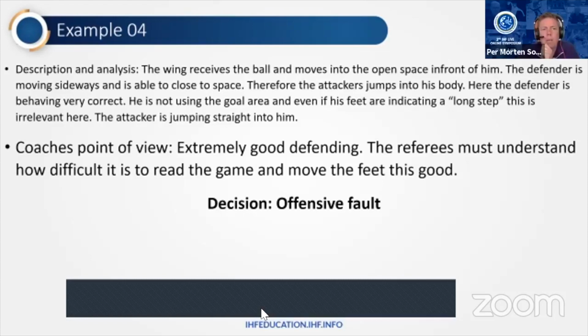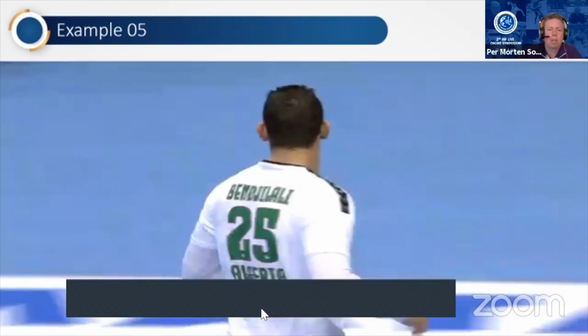Yeah, here it's kind of an example. Also, give the defenders credit when they play according to the rules. Here is a really good action from the defender. Next one, we will have 2 situations.